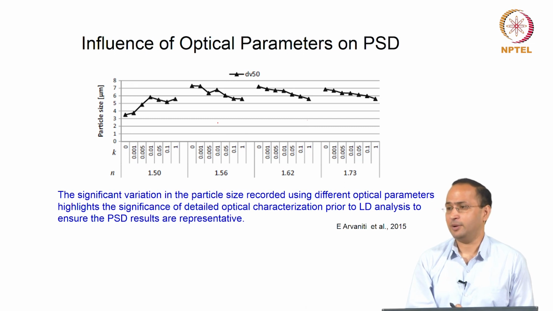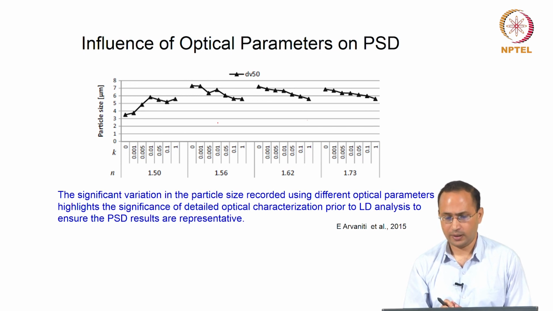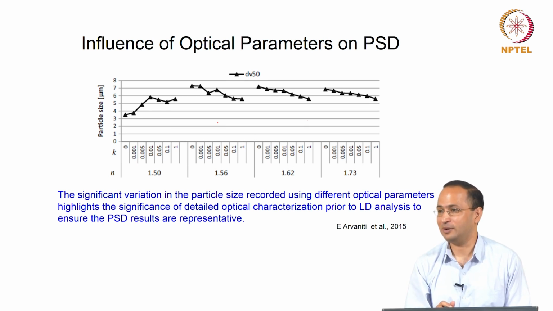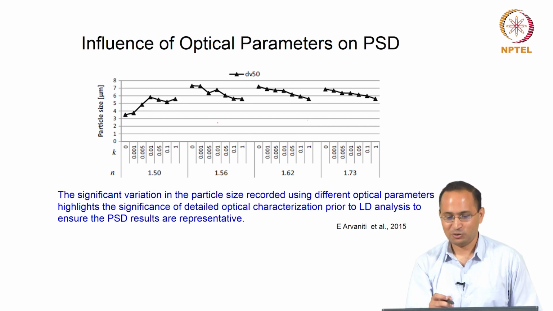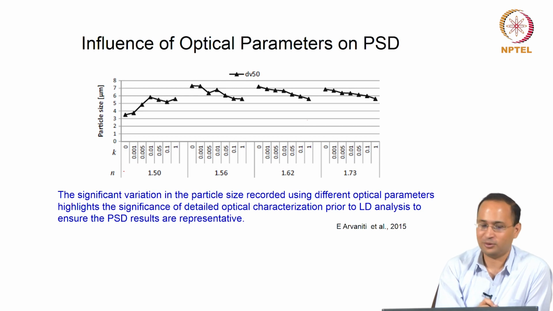Influence of optical parameters. Most laser diffraction particle size apparatus use Mie theory. Mie theory covers the whole range of particles from less than a micron to hundreds of microns, right? For that you have to assume the optical parameters. Assume means you have to know the optical parameters. That is very important. So here it shows simply how the values affect your result.